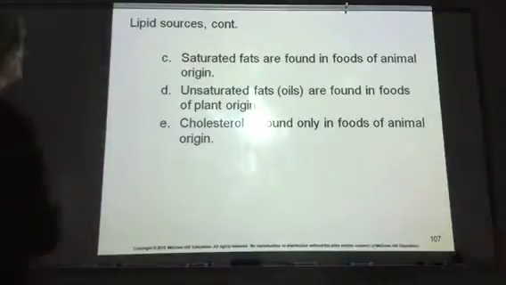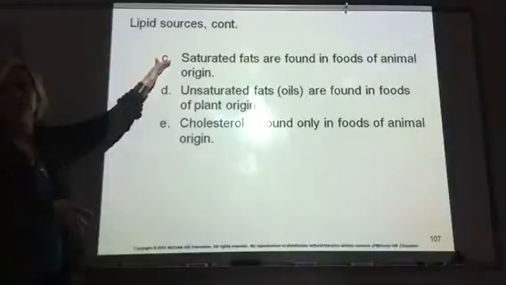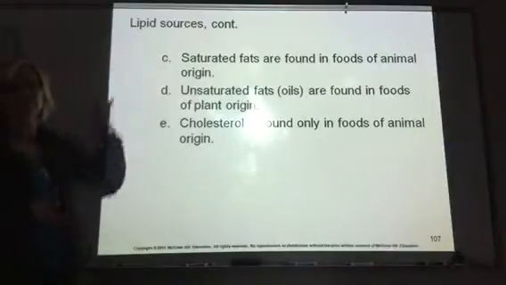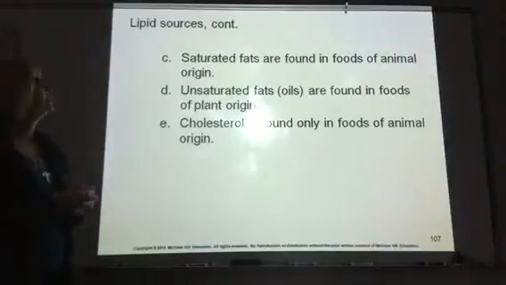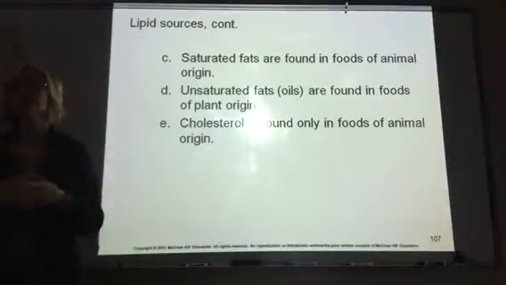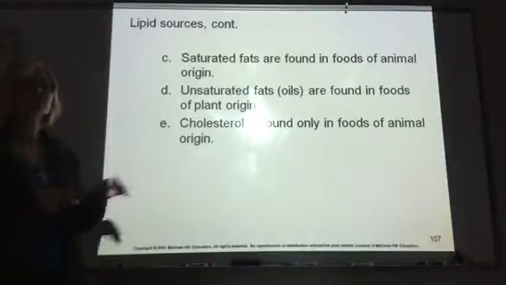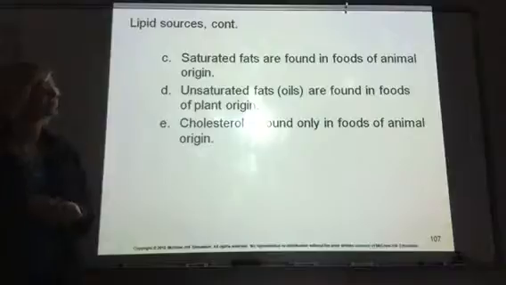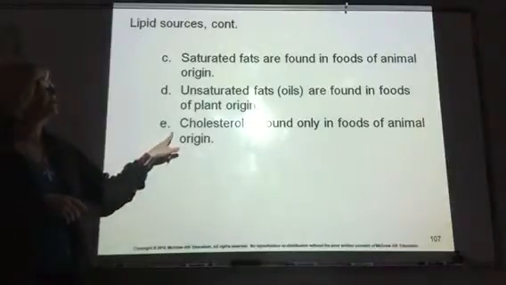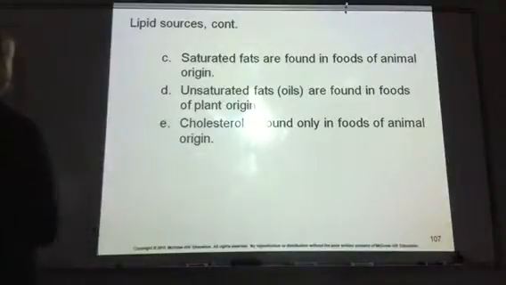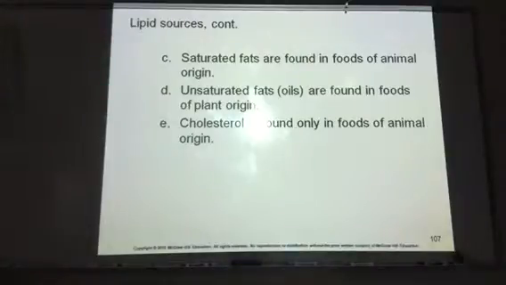Saturated fats come from an animal. So like the fat on your steak is a saturated fat. Unsaturated fats are found in something that comes from a plant. So like your vegetable oil that you buy in a bottle, nuts. If you eat nuts, they have fats. They have good fats. That would be unsaturated. And then cholesterol is the same as saturated. Cholesterol is going to be found in foods that come from animals, not plants.